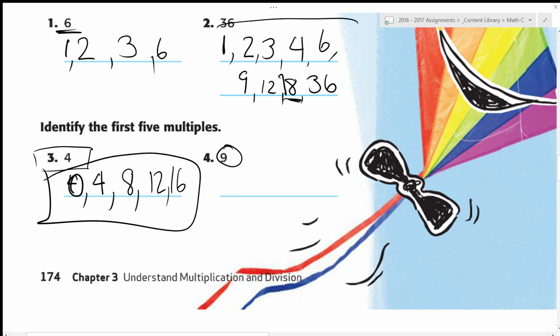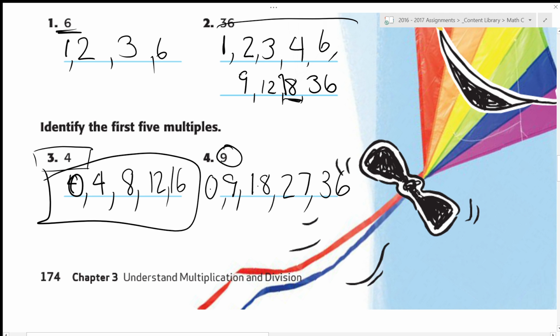All right, let's do this. So the multiples, 9 times 1 is 9, 9 times 2 is 18, 9 times 3 is 27, 9 times 4, oops, I forgot one, 9 times 0 is 0. I'm getting ahead of myself. 9 times 0 is 0, 9 times 1 is 9, 9 times 2 is 18, 9 times 3 is 27, and then 9 times 4 is 36.